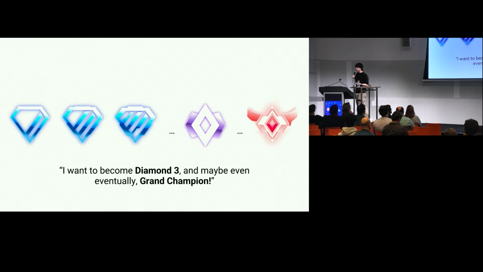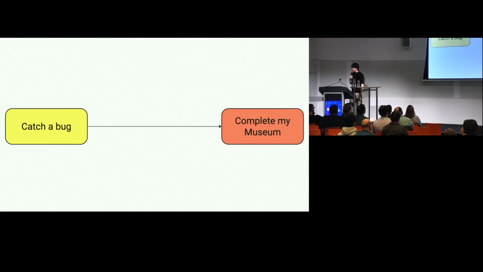And so now we have rank. I want to become Diamond 3 and maybe eventually Grand Champion. And every time I rank up, I make a meaningful step of progress towards that long-term reward. And so with the museum, like I said, catching a bug, completing my museum, takes a long time. And that's how it felt in the old games, in my opinion.